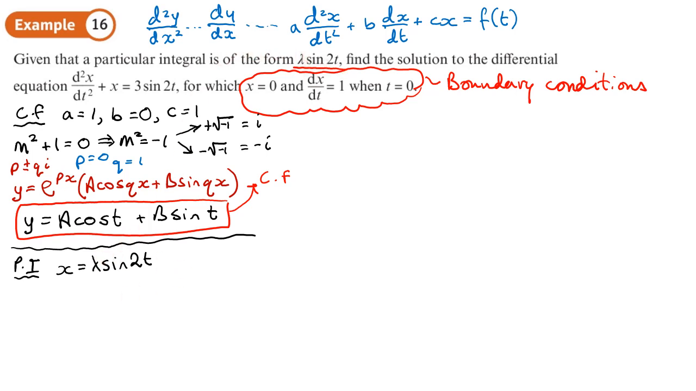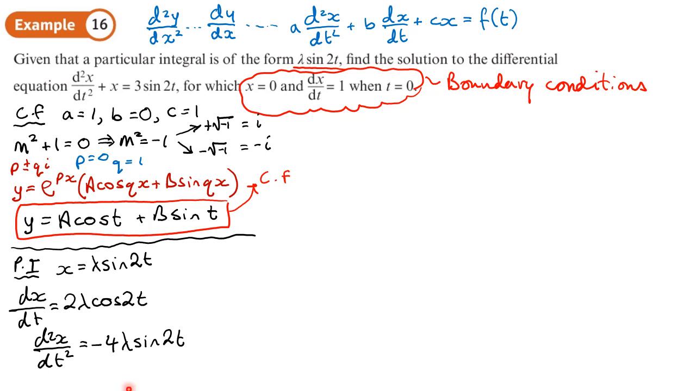So we differentiate, and we want to make sure we get the right letters. So that'd be dx/dt. If we differentiate this, we'll get 2 lambda cos 2t. And then when we differentiate again, it's going to become negative, so we'll have negative 4 lambda sine 2t.